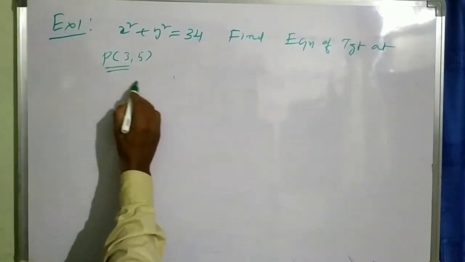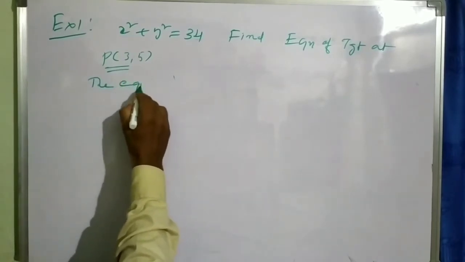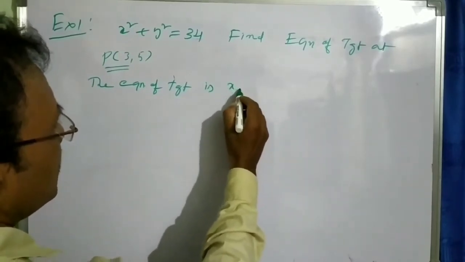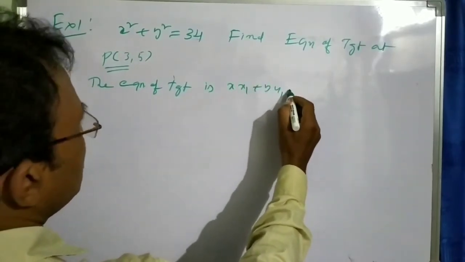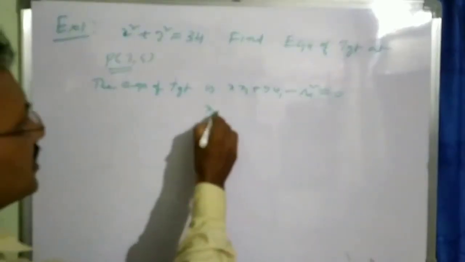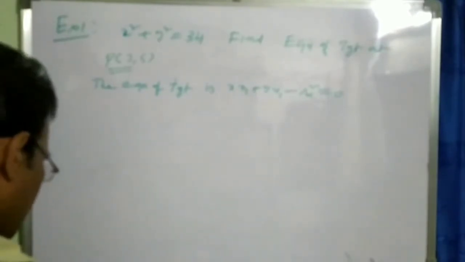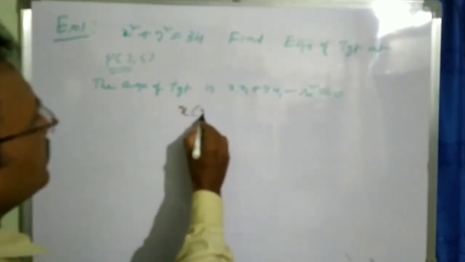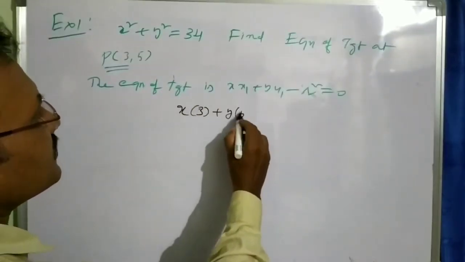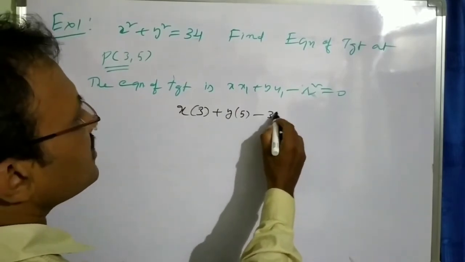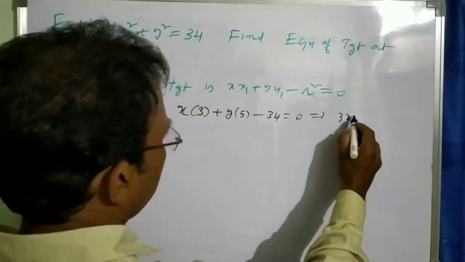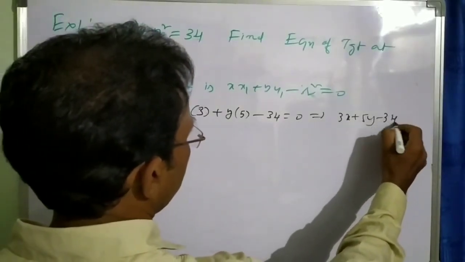So what can you say? The equation of the tangent is given by the formula xx1 plus yy1 minus r square is equal to 0. So that is, xx1 means x into 3, plus y1 is 5 y, minus r square, 34, is equal to 0. That is 3x plus 5y minus 34 is equal to 0.